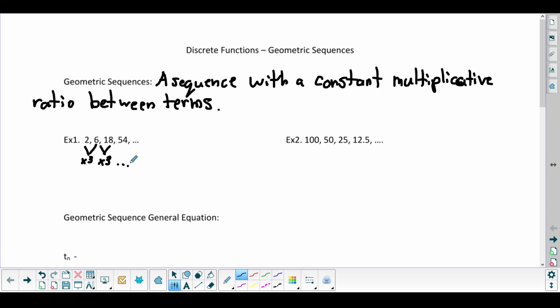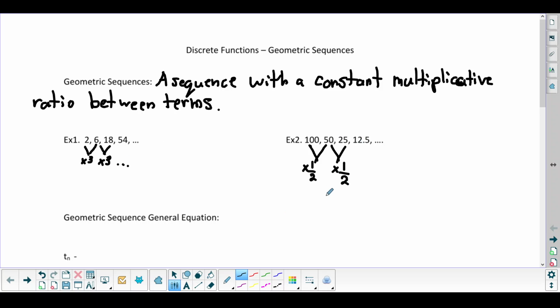Okay. And here's another one. So this one's decreasing. So it's 100, like divide by 2, divide by 2, divide by 2. But we said it's a multiplicative ratio, which means we have to represent that as a multiplication. So we have to think, what can we multiply by to have something to divide it by 2? And we are multiplying by a half. So this is times a half. Times a half. It's halving each time.